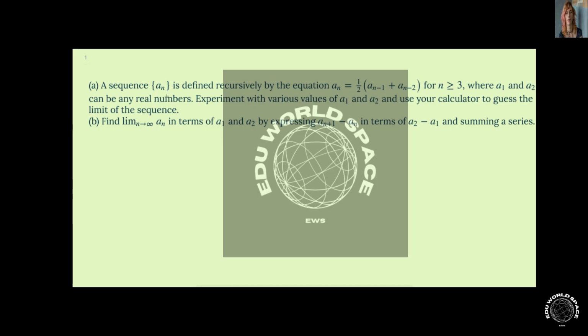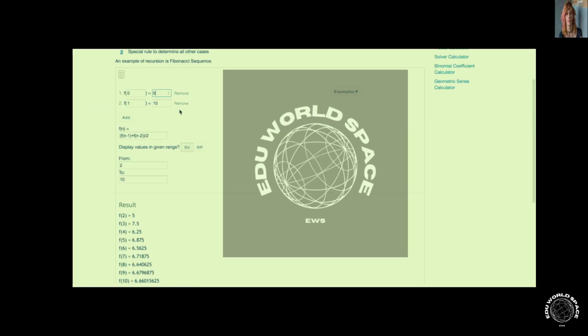So a sequence an is defined recursively by this formula up here, assuming that n is larger than or equal to 3. A1 and A2 are any numbers that we choose. Now let's experiment with some values of A1 and A2 that we get to choose, and then we'll guess the limit. So for part A, let's come over here and choose some values for A0 and A1.